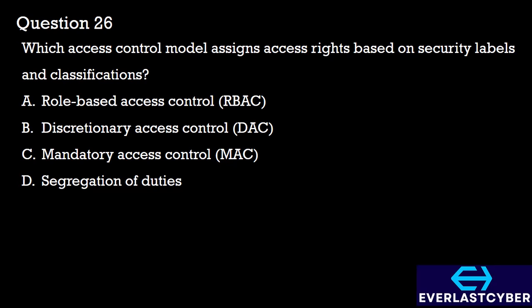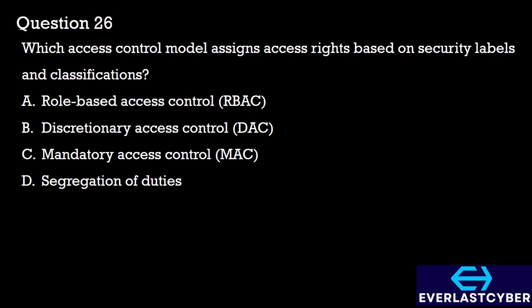So if one layer fails, there are additional layers that will provide protection. Question 26. Which access control model assigns access rights based on security labels and classifications? A. Role-based access control. B. Discretionary access control. C. Mandatory access control. D. Segregation of duties.